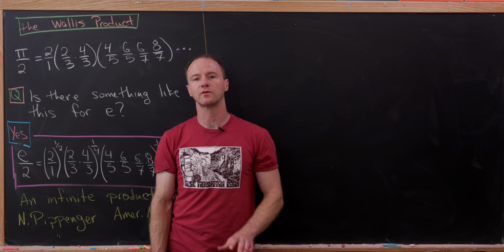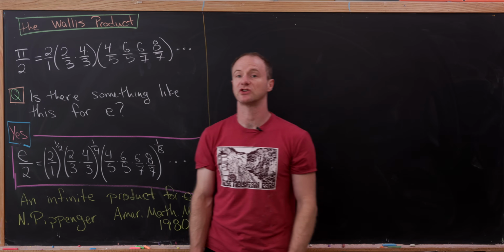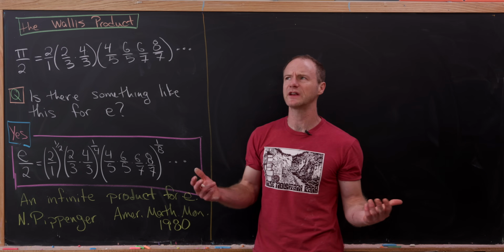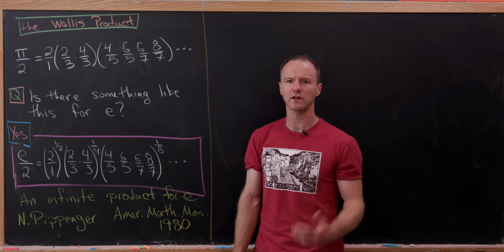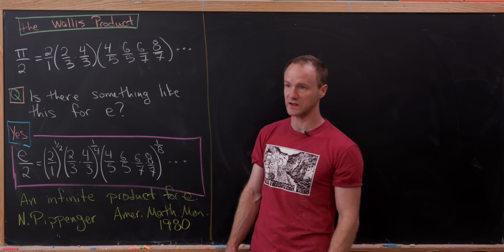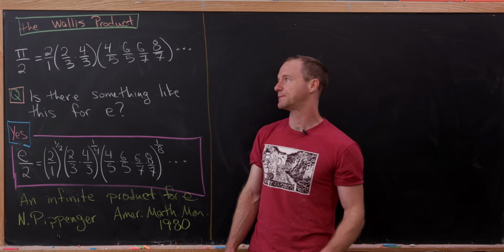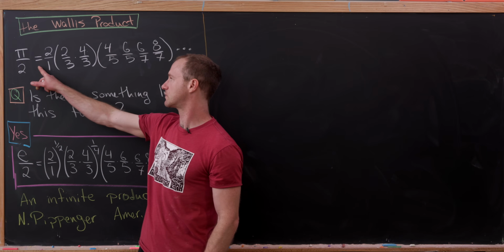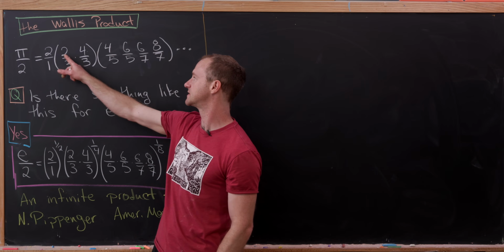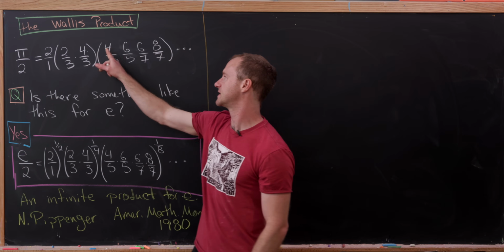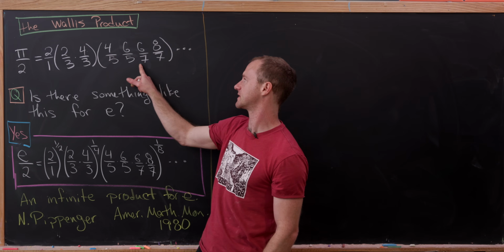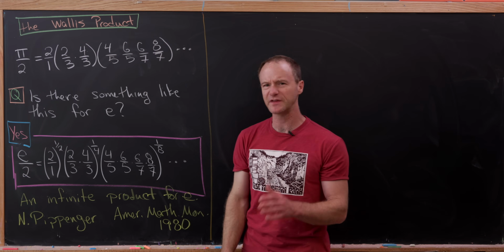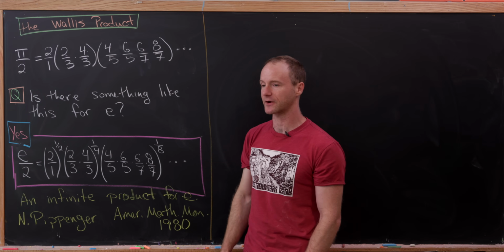So today we're going to look at a really cool infinite product that I just learned about. It's motivated by another pretty famous product that you often learn about in calculus called the Wallis product. It involves pi. In fact, pi over 2 is equal to 2 over 1 times 2 over 3 times 4 over 3 times 4 over 5 times 6 over 5 times 6 over 7 times 8 over 7, and so on and so forth. I think you can see the pattern repeating here.